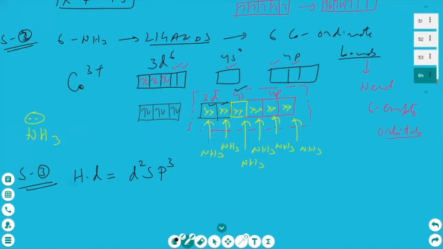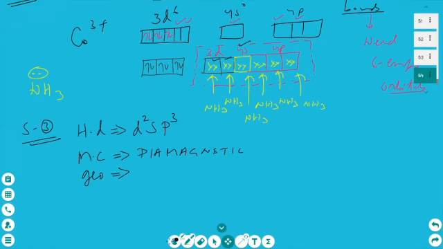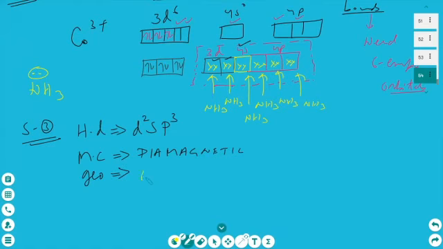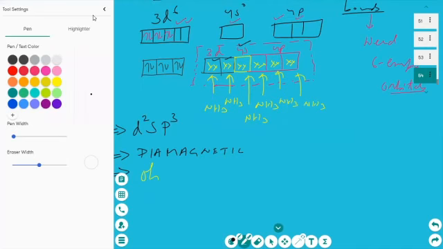Now let's talk about magnetic character, that is MC. What is magnetic character? Now you see all the electrons are paired. There is no single electron, and I told you so many times, if all the electrons are paired, the magnetic character is diamagnetic. Okay. Now let's talk about the geometry of the molecule. If you see how many ligands are there, my dear students, very good, 6 ligands are there. 6 ligands means it has one option to form octahedral geometry. So it will be Oh, octahedral geometry it will show.